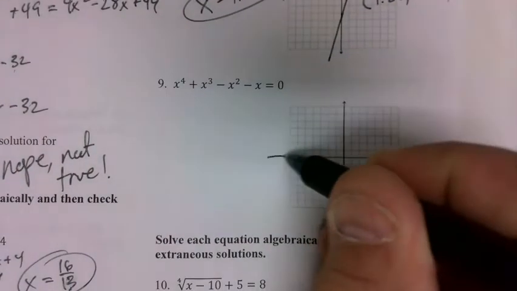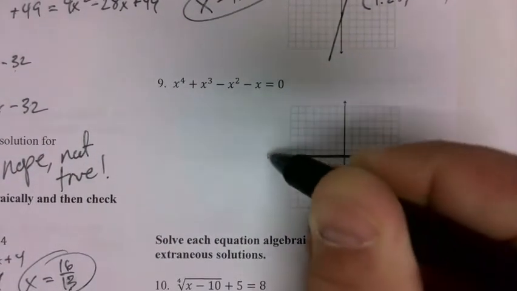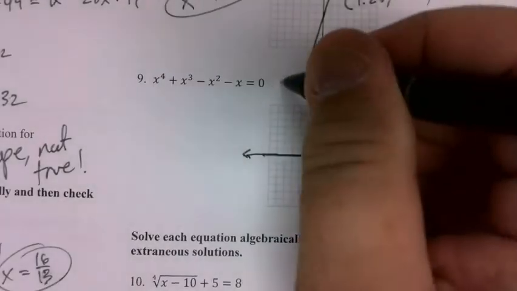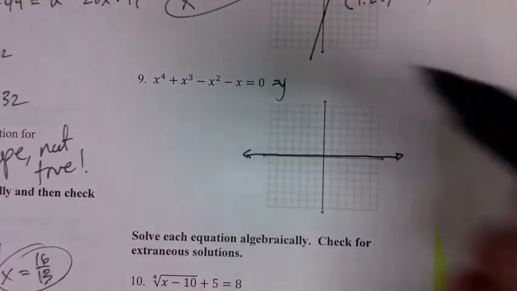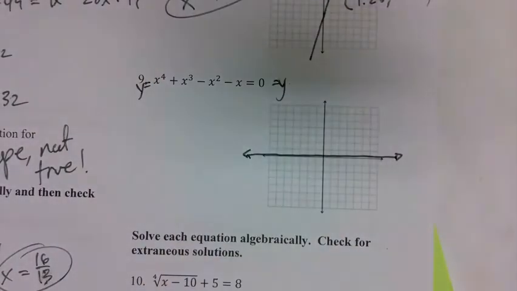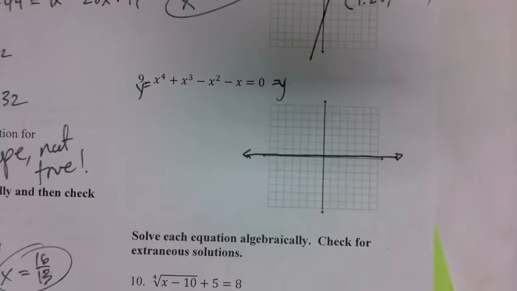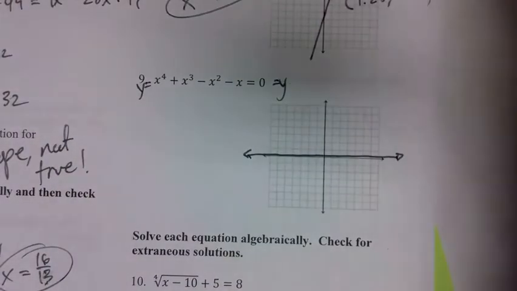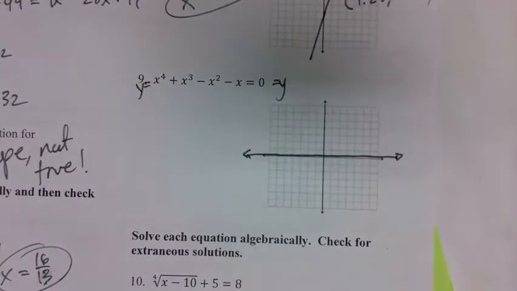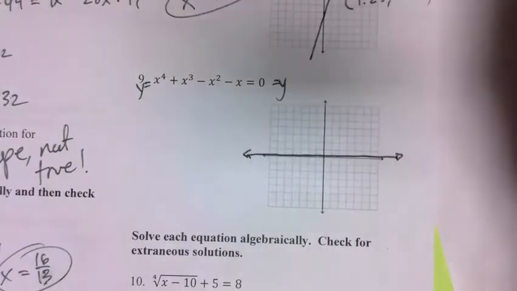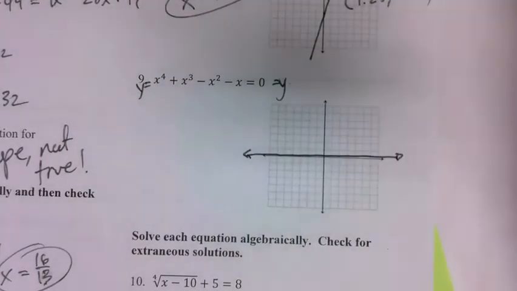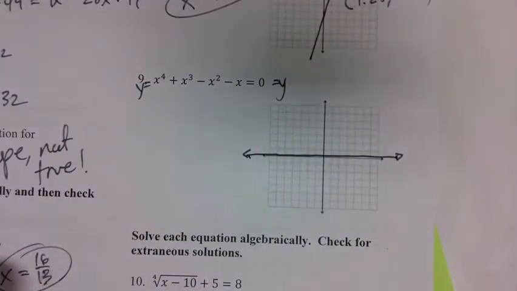Y equals 0. That's going to be this line right here. So I got to graph y equals 0 and y equals this thing. Wow, that's going to be more complicated. So let's do that. Y equals x to the power of 4 plus x to the power of 3 minus x squared minus x. Whoa, that's kind of cool. I like that. That one looks like this.